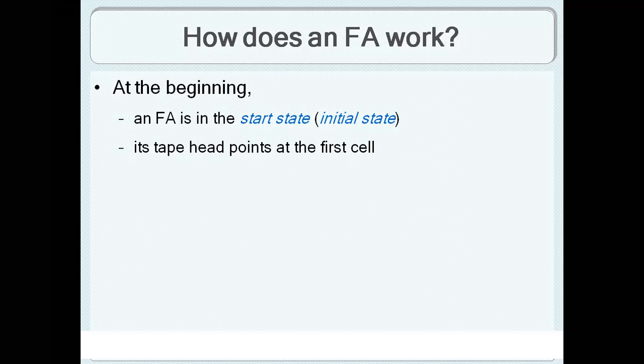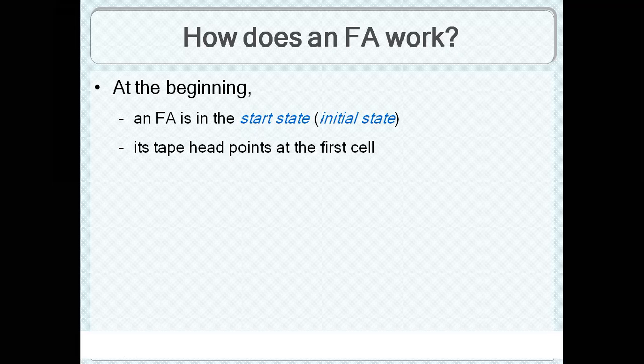Based on those states, I will say that this finite automata works. In our notebook we have different types of states, you can just recall. At the beginning, if a finite automata is in the starting state or initial state, the input tape head points at the first cell. The read only head points to the first cell. So the input read only head points out the first cell in the input tape.